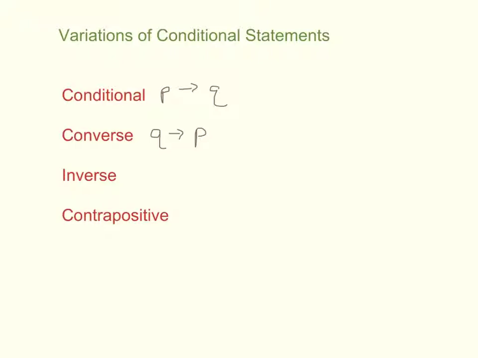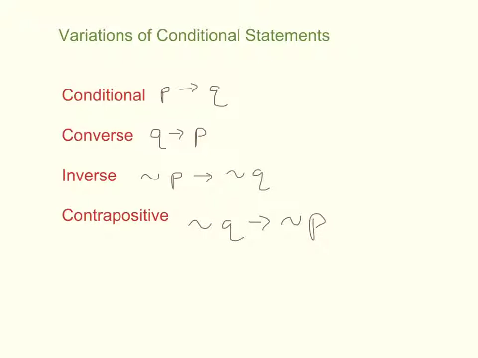Now the inverse is not P, then not Q. So we're going to take the original conditional statement, and we're just going to put negations on both of those. Now the last one, the contrapositive, I guess you can probably figure out is going to be a mixture of those two. It's not Q, then not P. So we switch it around, and we negate it.